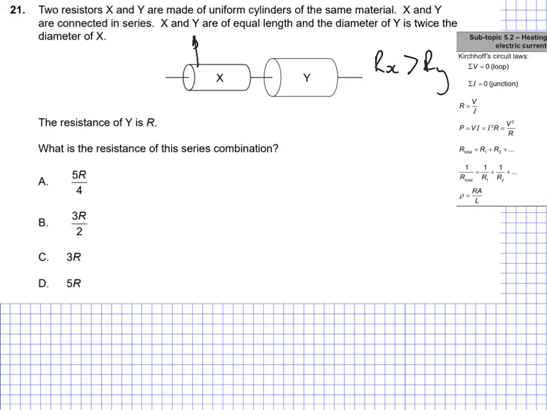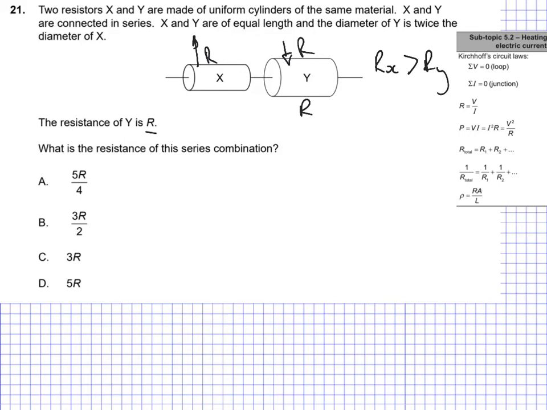This resistance is higher than this resistance. The point, though, is to prove it with ratios. So if we know that the resistance of Y is, we're just going to label it R. So this resistance here is just R. What is the resistance of the whole series combination?